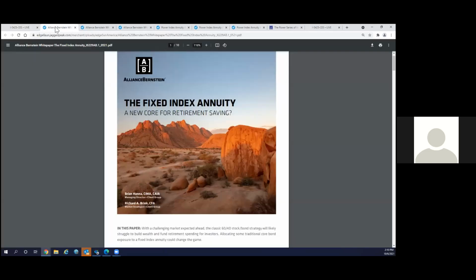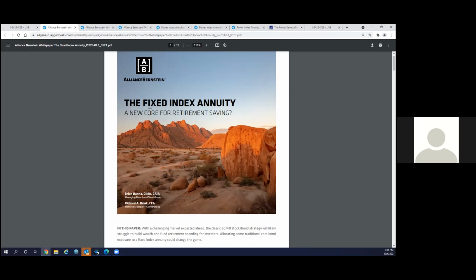As you can see here, it does directly say that it's from AllianceBernstein. Now, does AllianceBernstein design annuities? No, they do not. They're not in the annuity business. However, they've created investment strategies that are held in multiple annuity products, variable and fixed index. In this paper, there's a nice little blurb down at the bottom, a summary, that the classic 60-40 stock bond strategy will struggle to build wealth. And as a money manager, they mention that allocating some traditional core bond exposure to a fixed index annuity could actually change the game.